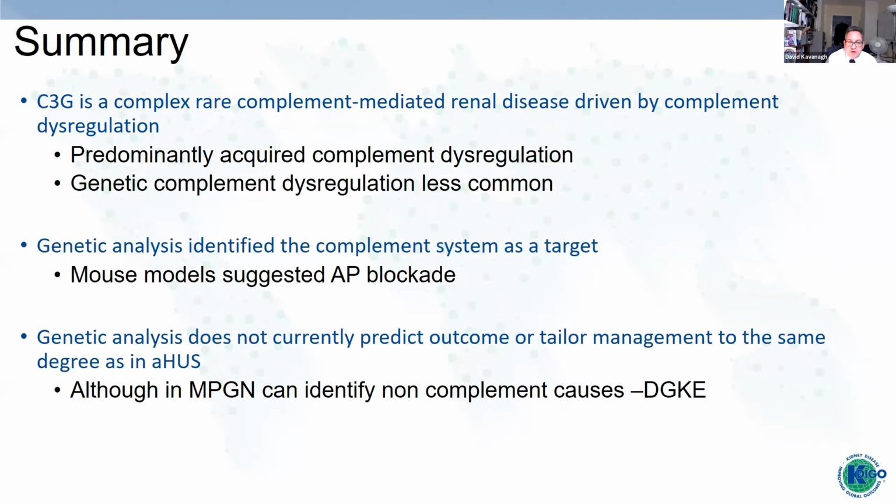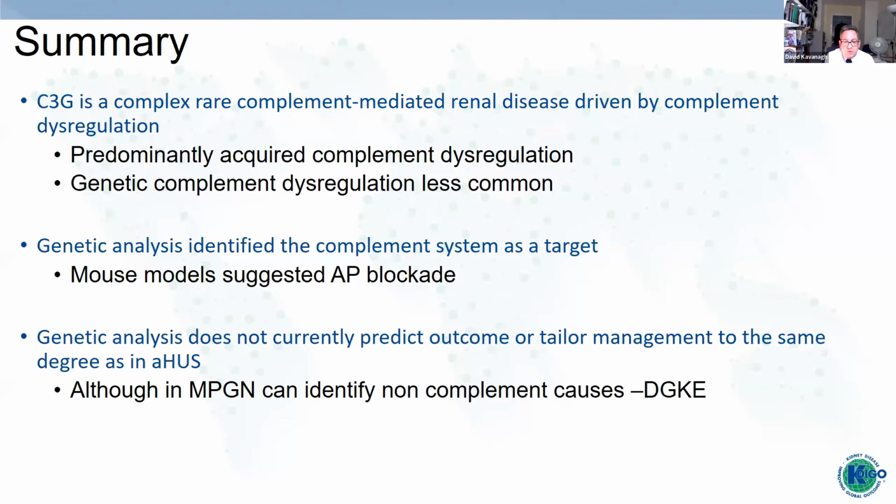Thus, in summary, C3G is rare. It's clearly driven by the complement system, as its name would suggest. It's predominantly acquired. It's predominantly driven by autoantibodies, and genetic variation is seen, but less common than, say, typical HUS.